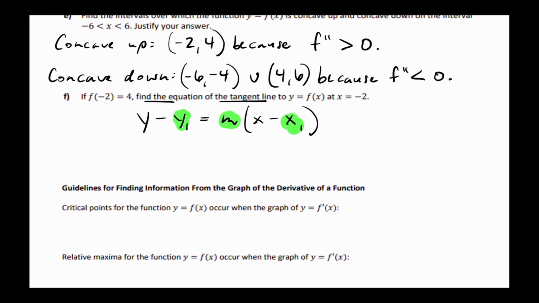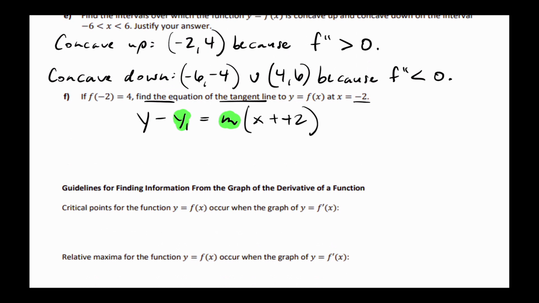Which ones are given? Two of them are given. Which two are given? Okay, good. I'm given y. So let's start with x. What is x1 going to be? Negative 2, because it says right there x equals negative 2. Good. So negative 2, which means it would be positive 2 on the inside.